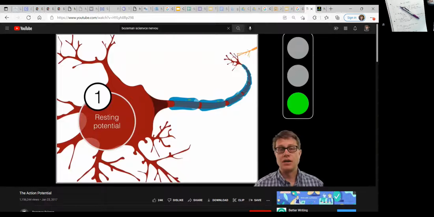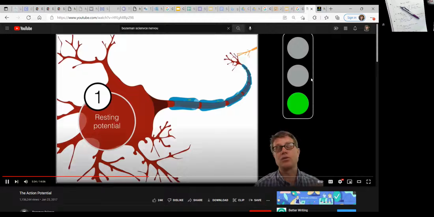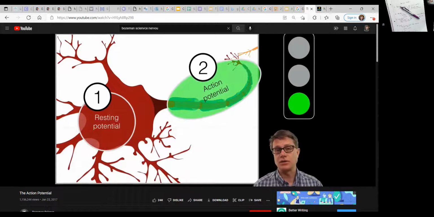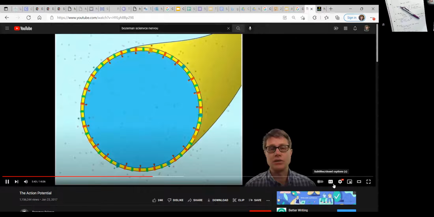-70 millivolts is established because we have a separation of those ions on the inside and the outside, and their different electrochemical gradients are establishing that difference in the charge. And so we have this resting potential. Now it requires energy to do that, but what could that resting potential eventually lead to? An action potential. Now let's look at what an action potential looks like.